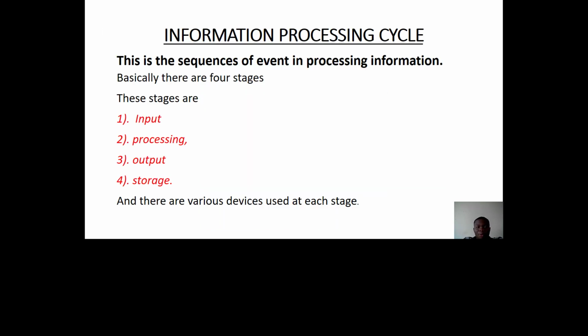So we move on to the definition of the information processing cycle. This is the sequence of events in processing information. Basically, there are four stages. These are the input stage, the processing, the output, and the storage. And there are various devices used at each stage.